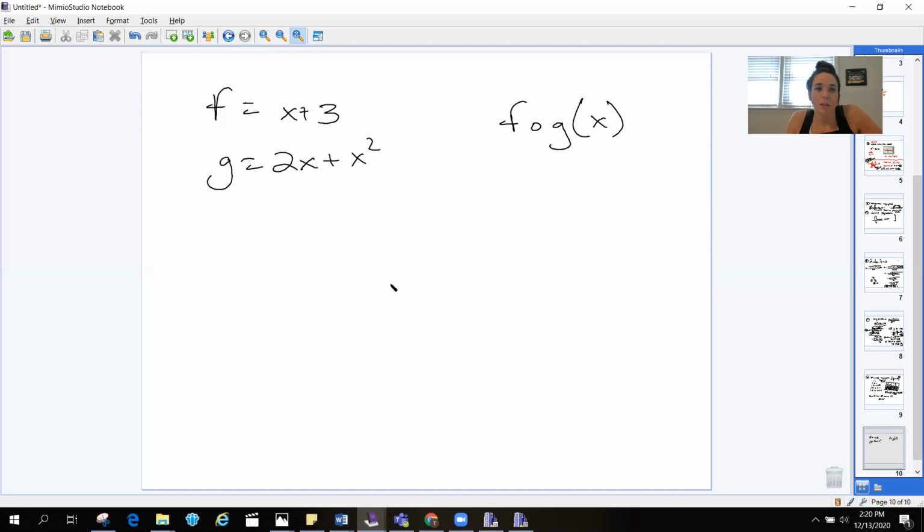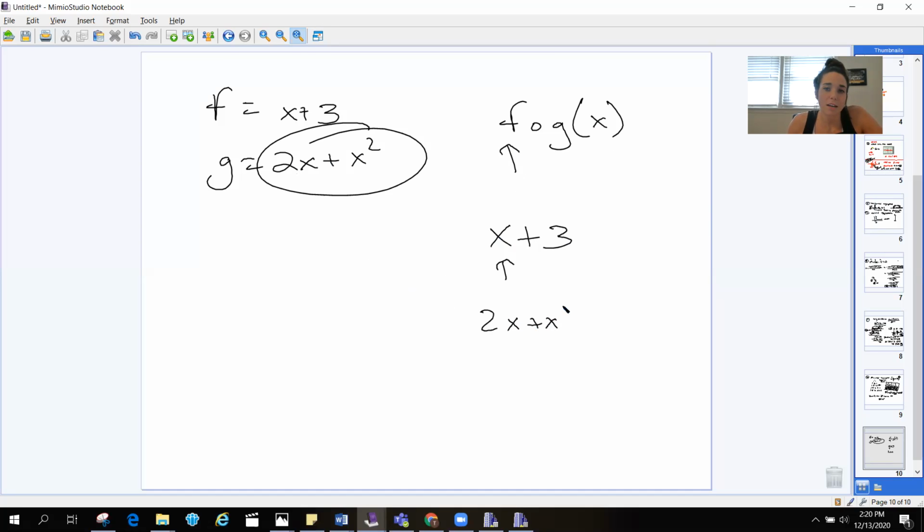What you're going to do is take f and write it out, because f is the first one. Now you take what g is and plug it in for this x. So this will be 2x plus x squared, plus 3. Notice how I just took what g is and plugged it in where x is. I just switched them. And then my final answer is going to be this written out in standard form.